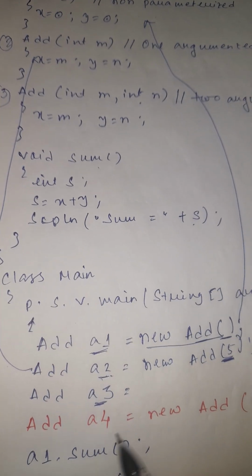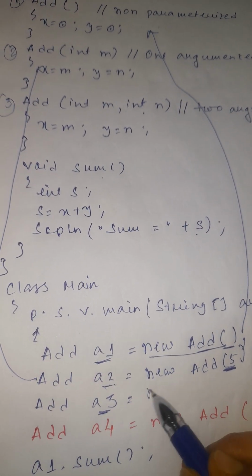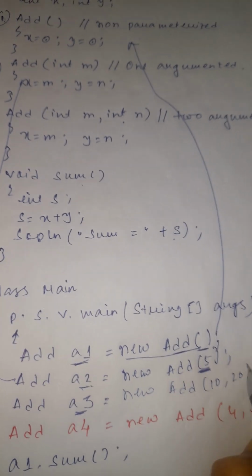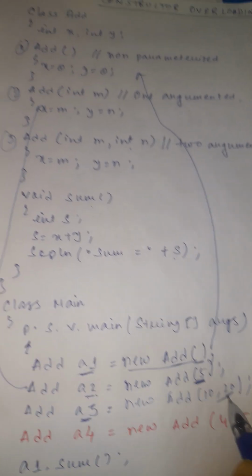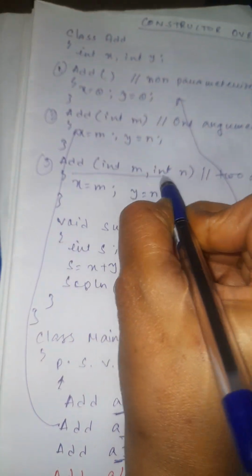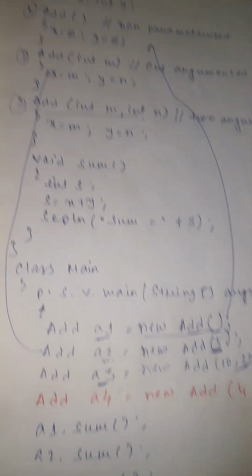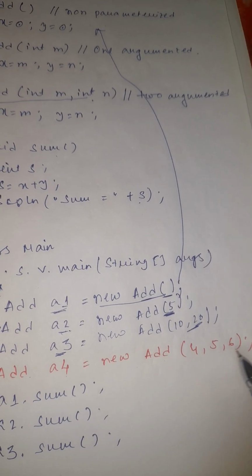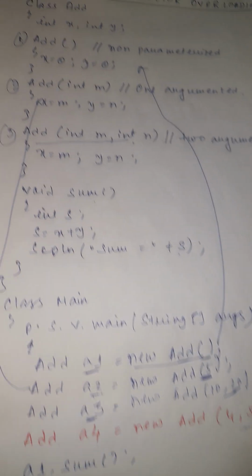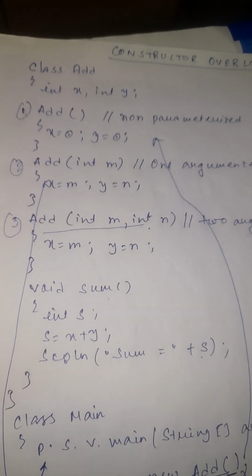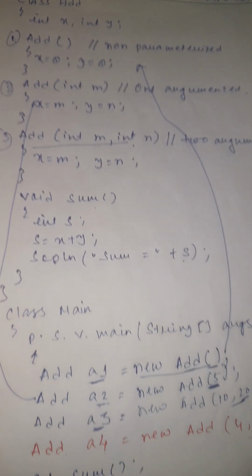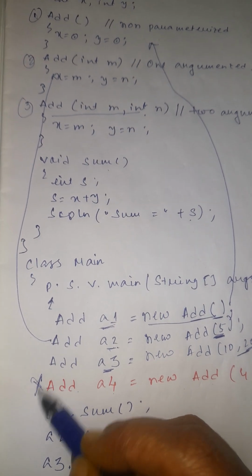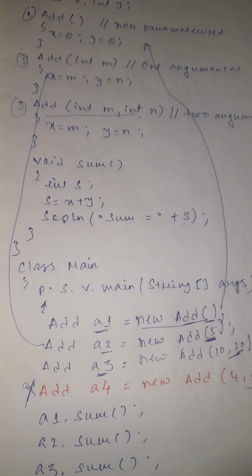Clear? Now the third one, add a3 equal to new add. Same, I pass two values. So for this, the two-argument constructor will be called. Clear? Now the last one, add a4 equal to new add. Here I want to pass 4, 5, 6, three values, but within my class I don't have any three-argument constructor. So for this object creation it will give an error. That is not possible.